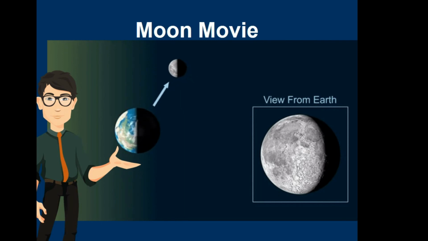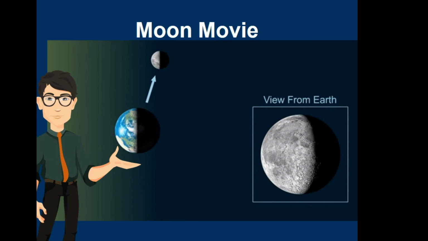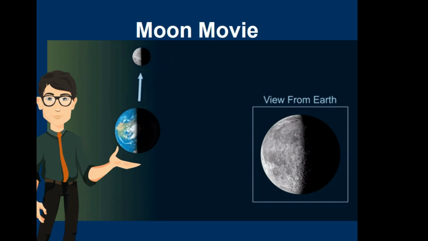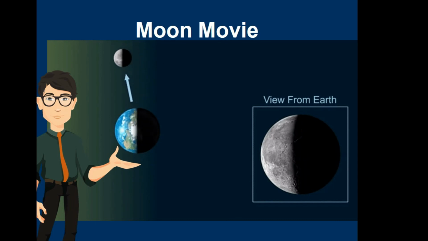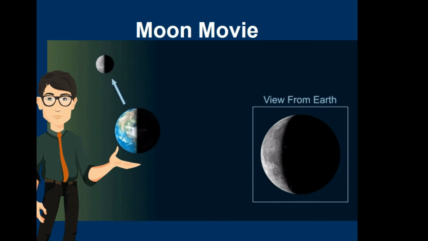At all times, the sun illuminates half of the moon. This is the same as Earth because half the Earth is lit during the day and half of it is in darkness at night. But it's because of our perspective and where we are on Earth that we see the 8 major phases of the moon.